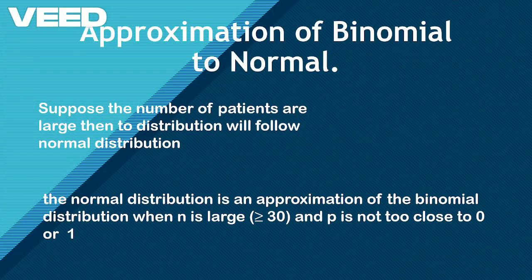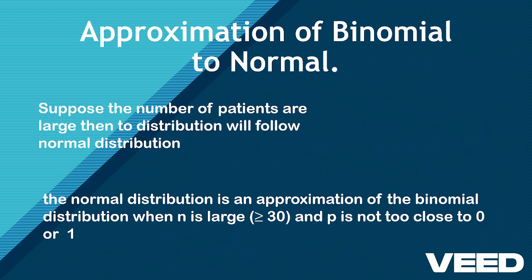Now in this slide we will see how to convert the binomial distribution to the normal distribution and what some approximations for converting binomial to normal are. Suppose the number of patients is large, then the distribution will follow the normal distribution. The normal distribution is an approximation of the binomial distribution when n is large, like n greater than 30, or when p is very close to 0 or 1. With the help of this condition, we can convert our binomial distribution to the normal distribution and then find the probability of success.